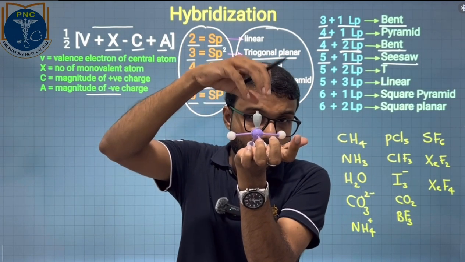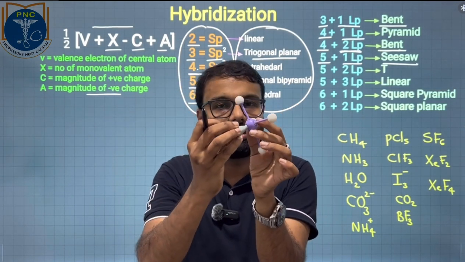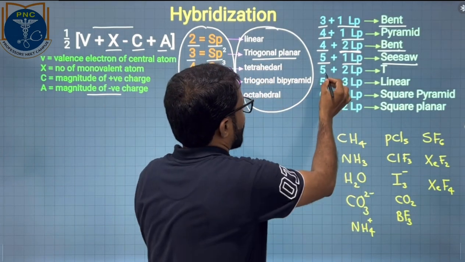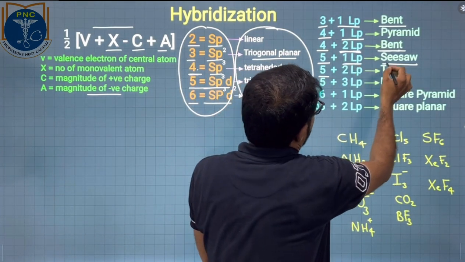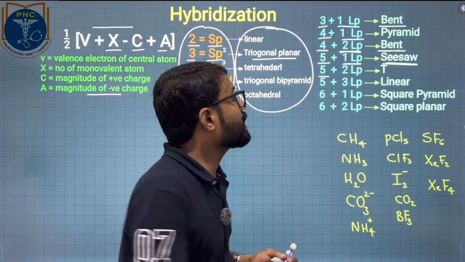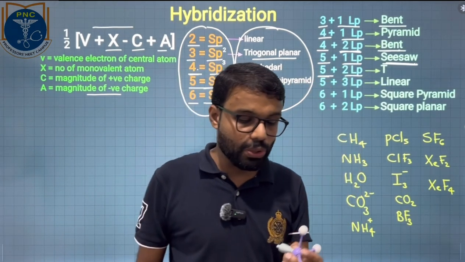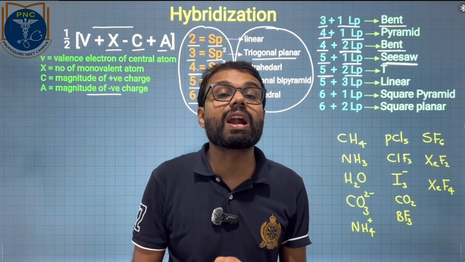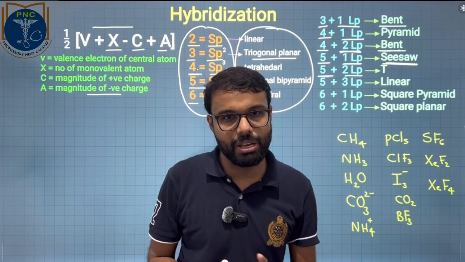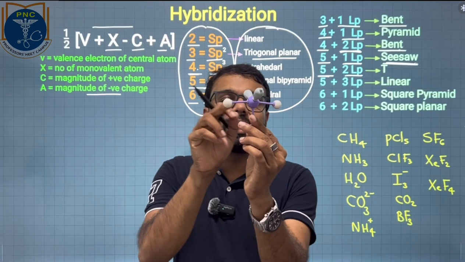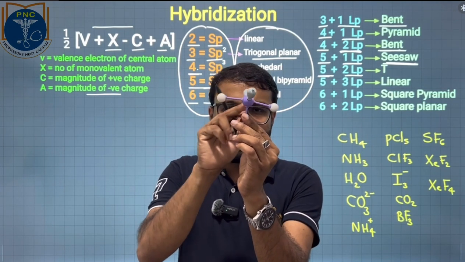If you have a bond here, then it becomes not trigonal bipyramid. So if we are getting 5 and 1 lone pair, the shape will be seesaw. Again, now if we are getting 5 and 2 lone pair, it will be somewhat like T shape. This is that shape. You can see this is T. Okay, letter T.